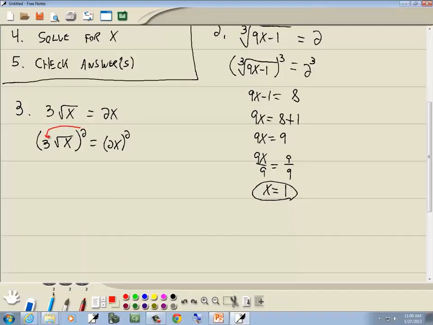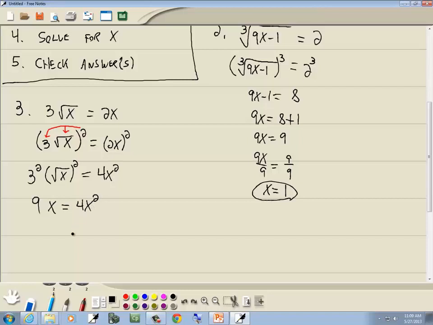So I'm going to take the 3 to the second power, and I'll take the square root of x to the second power. So I've got 3 to the second power, square root of x to the second power. And 2x times 2x just gives us 4x squared. Now 3 squared is 9. And here the square root of x to the second power, again, our index matches a power, so they're going to cancel each other away, so that just leaves us x.